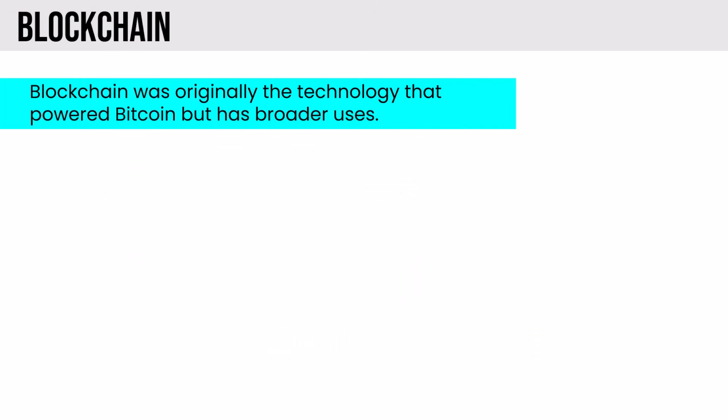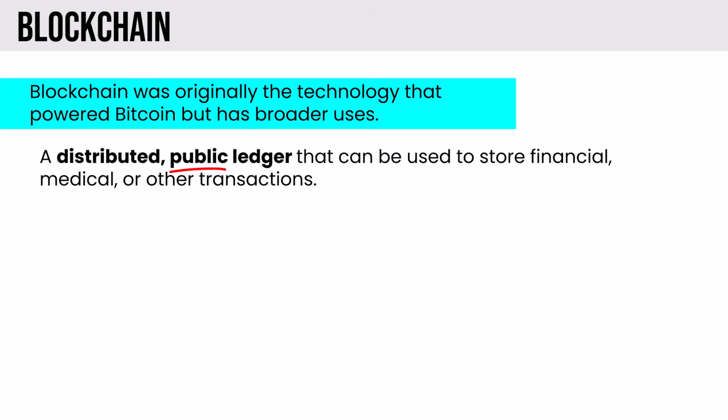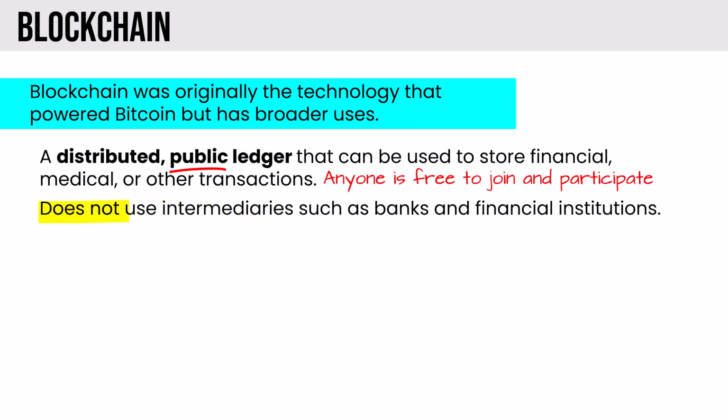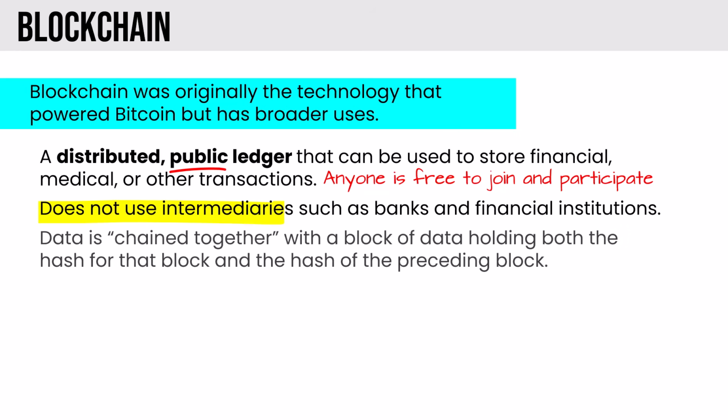Blockchain was originally a technology that powered Bitcoin. It does have broader uses, though. It's a distributed public ledger that can be used to store financial, medical, or other transactional data. Anyone is free to join and participate. It's a public ledger. It does not use intermediaries such as banks and financial institutions.